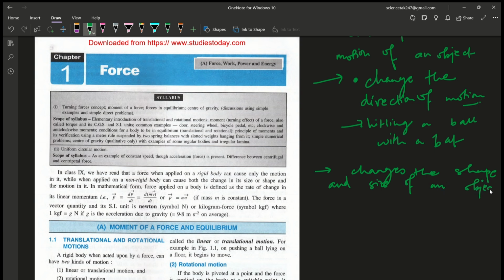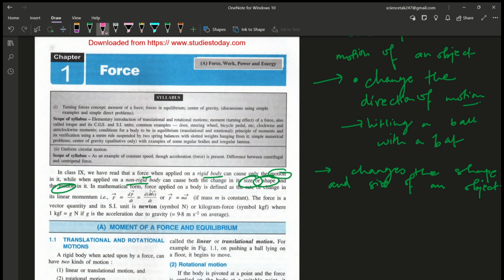Okay, now let's see what has been given to us. If a rigid body, when force is applied on a rigid body, it causes only motion in it, whereas when it comes to a non-rigid body, when we apply force to it, the size changes, the shape changes, or even the state of motion or that of rest could change. Got it?